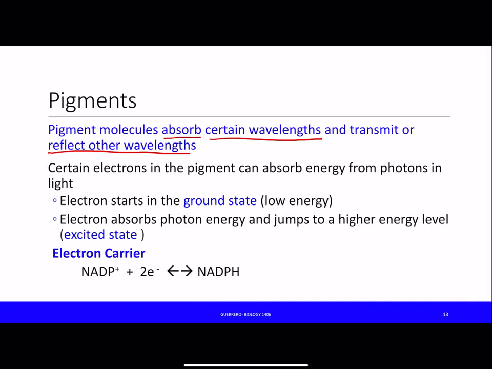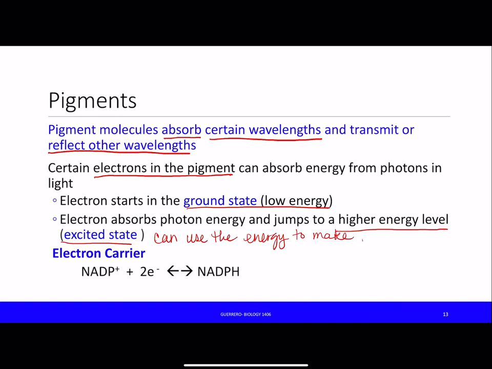Now, this is helpful because electrons in a pigment can absorb energy from the light, and it can change its own energy level. So an electron can go from ground state, which means it has very little energy, to excited, where it has a lot of energy. And when it's excited, we can use that energy to help us to power different processes. So we can use the energy to make things.